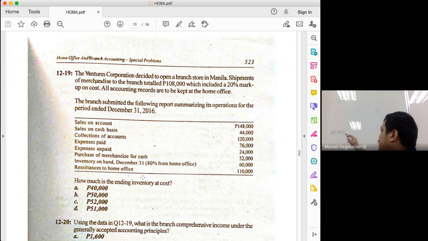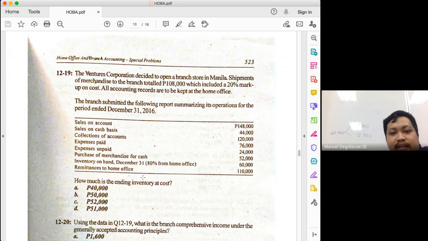So you break down the 60,000. How much came from the home office? 80%. How much is 80% of 60,000? 48,000. What does that mean? How much came from outside suppliers? 12,000. Okay. Does the 12,000 inventory coming from outside parties have any markup? The answer is no. It is this 48,000 that has a markup, class.